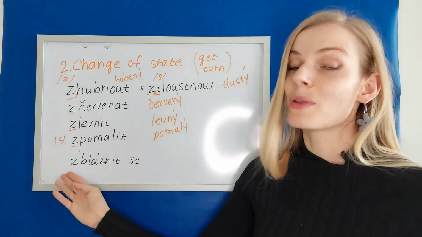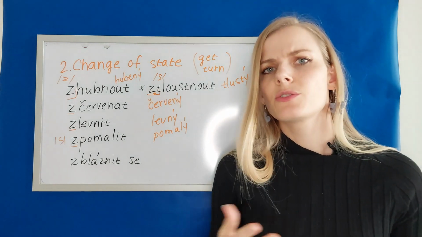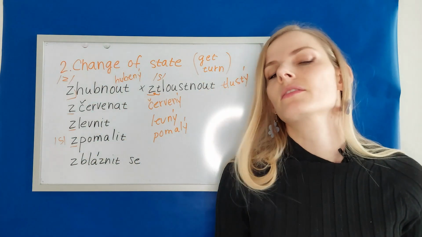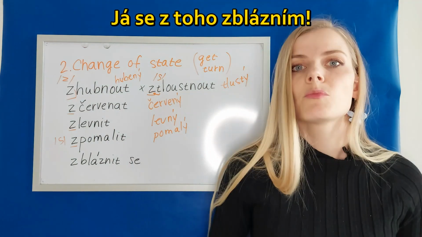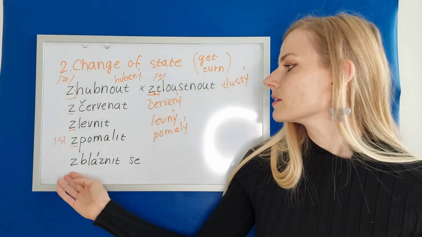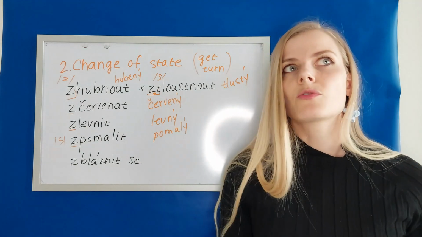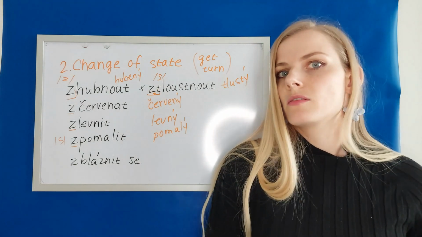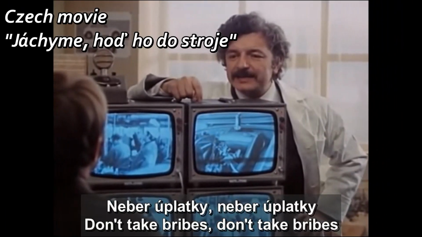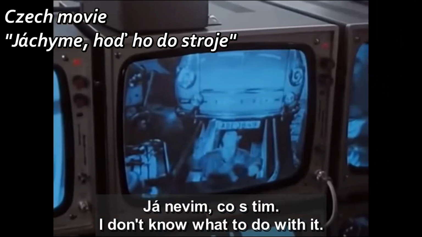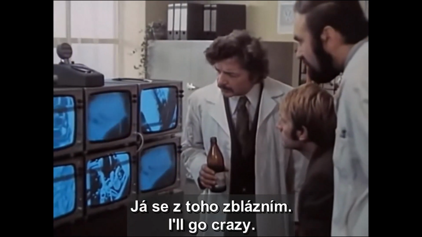Zpomal. Zbláznit se. This means to get crazy, to turn into a crazy person or to go crazy. If you think you're going crazy, you say, já se z toho zblázním. I'm going to go crazy from this. And you mean that this will be something that will turn you into a crazy person. Of course, metaphorically, but it can also mean literally. In fact, we even have a comedy. Neber úplatky, nebo se z toho zblázníš. Já nevím, co s tím. Já vlastně nevím, co s tím. Já se z toho zblázním.